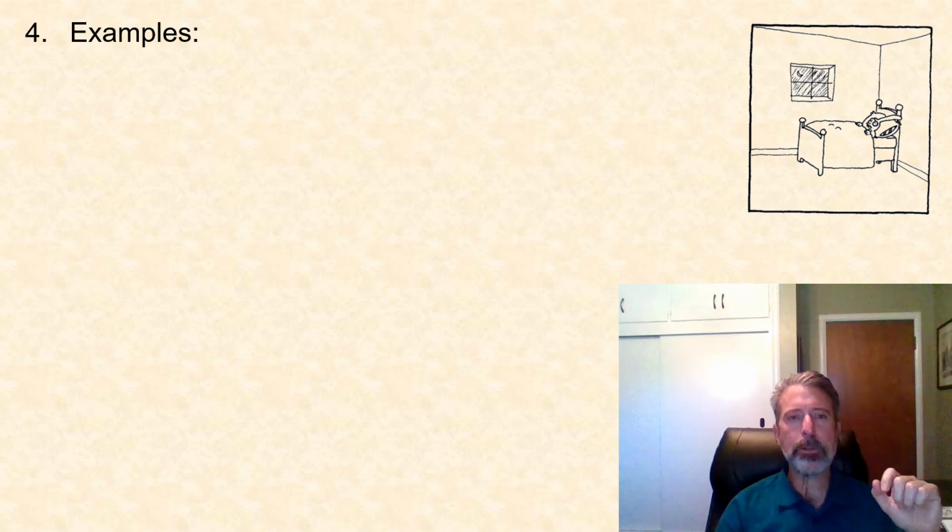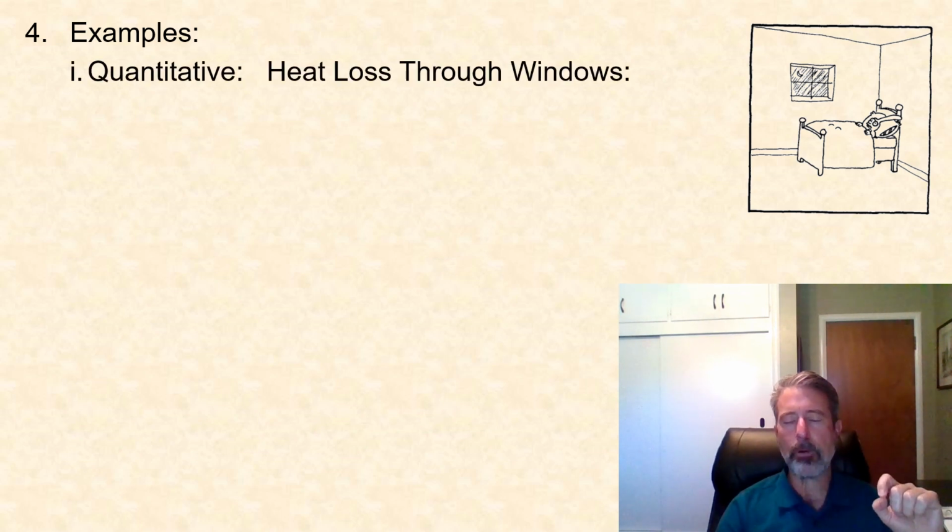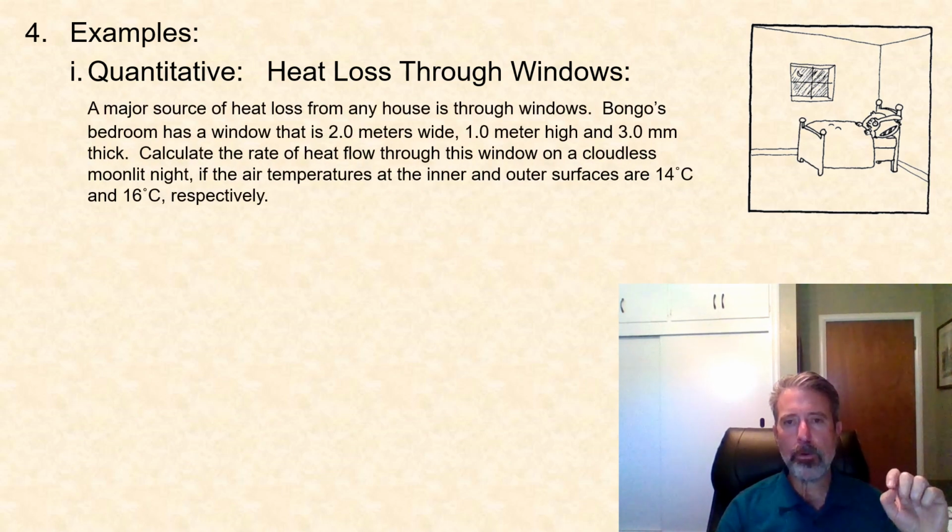So let's take a look at applying this empirical law of thermal conduction to a quantitative problem where we perform some calculations. In this problem, we will explore the heat loss through windows, where we're told that in Bago's bedroom window here, we're given some information about the dimensions of the window, the width, the height, and the thickness. Remember, we're going to treat the window as a slab, so the 3 millimeter thickness is really what we're going to consider delta X in our formula.